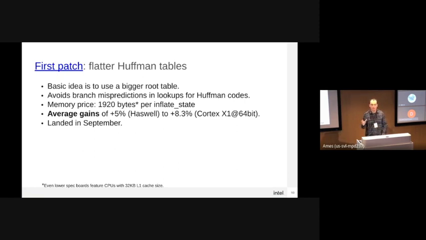That comes with a memory price, about 1.9 kilobytes, but there is an average gain of 5% for Haswell and 8.3% for ARM Cortex-X1 that landed in September. Keep in mind that we are already close to 3 times faster. Trying to optimize something that is already optimized is harder.